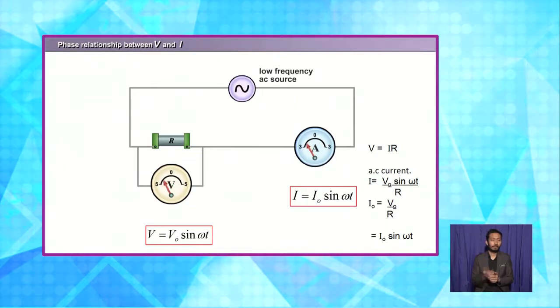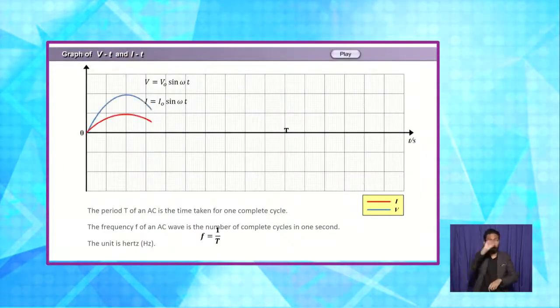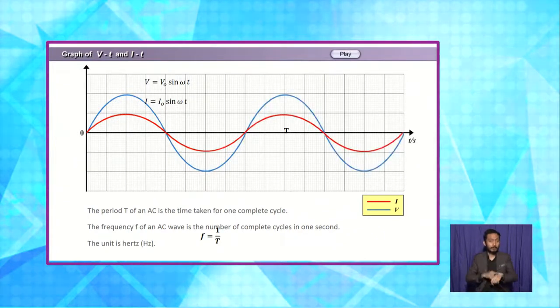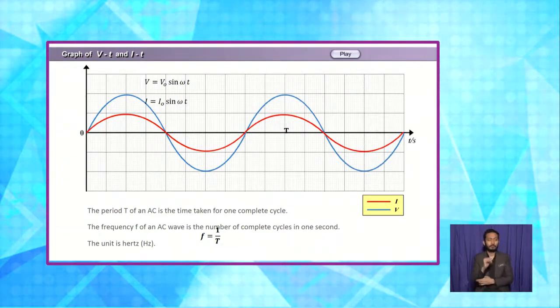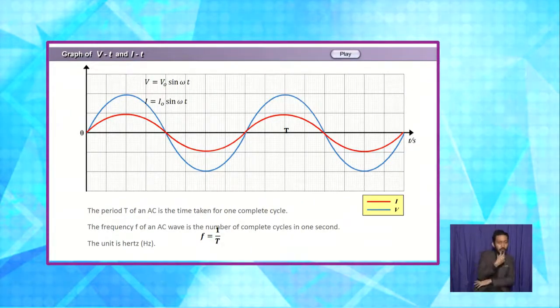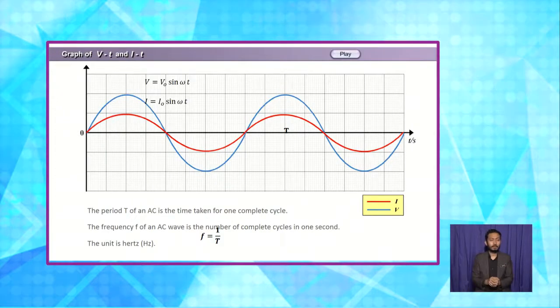Let us look at the voltage time graph and current time graph. Notice that voltage V and current I are in phase. The graph shows the variations of the potential difference V across the resistor and the current I in the circuit with time t. Let us familiarize ourselves with some terms used for an AC wave.